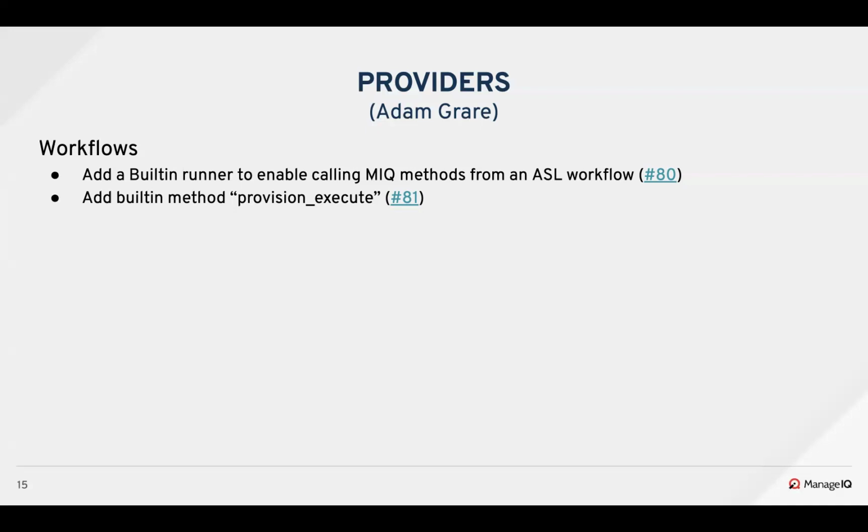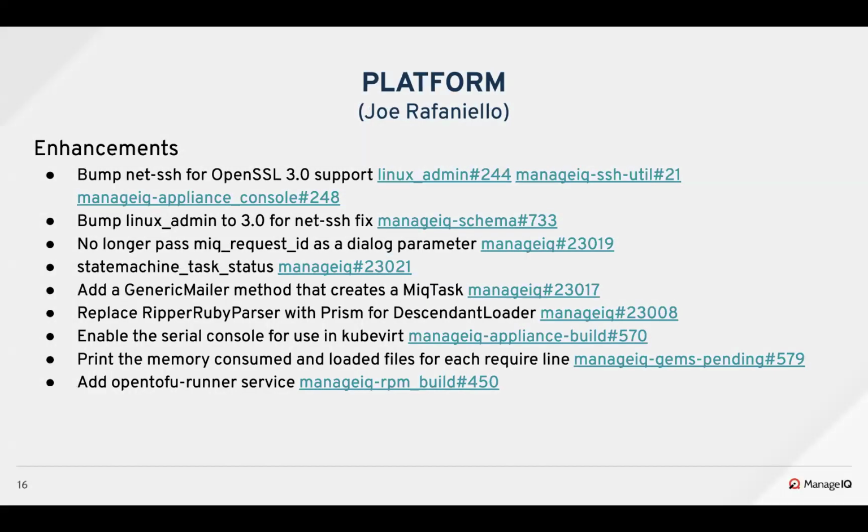And then Keenan added a provision execute built-in method, which lets you run an MIQ provision task from an ASL workflow. And that is it for providers. Over to Jason. Okay, on the platform side for enhancements, the NetSSH gem was bumped for OpenSSL 3 support.